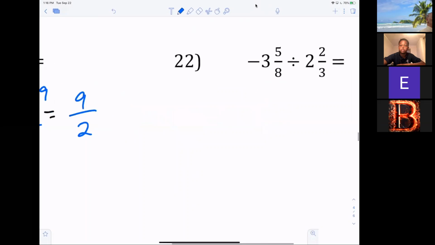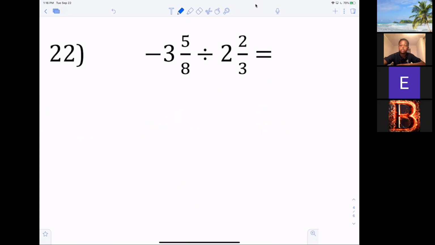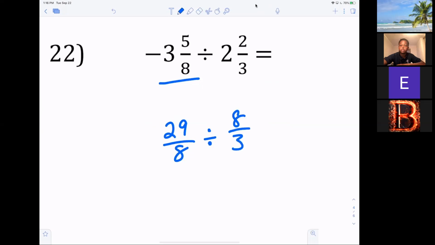All right. Let's everybody knock out 22. Ready? Yeah, no, you go ahead and tell me. Just tell me what it is. No, just tell me what this is converted to an improper. Yes, 29/8 divided by. Good job. Now what?